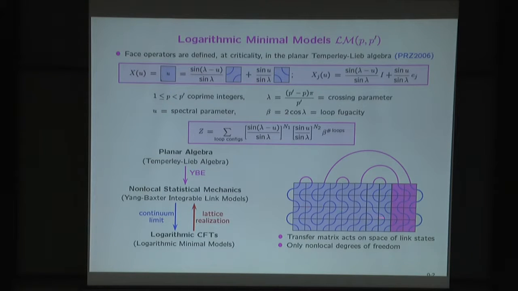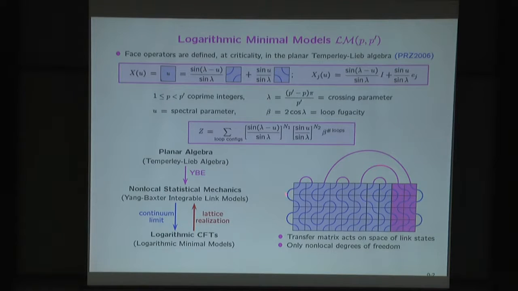These models are actually built in the plane using the planar Temperley-Lieb algebra. This goes back to Vaughan Jones and, of course, Temperley and Lieb. And these are Yang-Baxter integrable. These weights satisfy the Yang-Baxter equation. And then in the continuum limit, the scaling limit, you get conformal field theories.